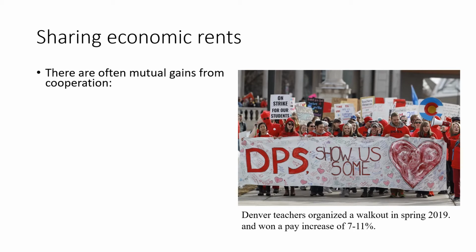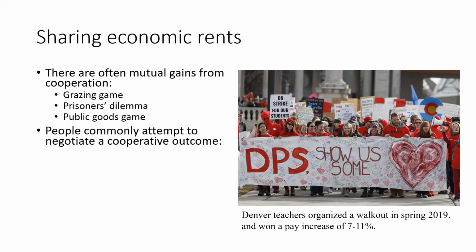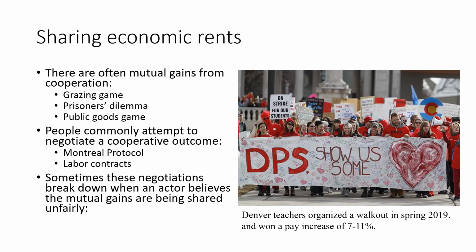There are often mutual gains from cooperation, as in the grazing game, prisoner's dilemma, and public goods game, and people commonly attempt to negotiate a cooperative outcome, like in the Montreal Protocol or labor contracts. Sometimes these negotiations break down when an actor believes the mutual gains are being shared unfairly, as we see in the Kyoto Protocol or in quits, firings, and strikes. In that regard, we can talk about ultimatum games.